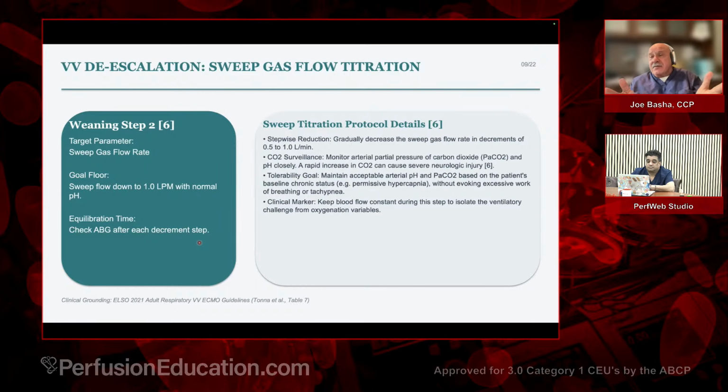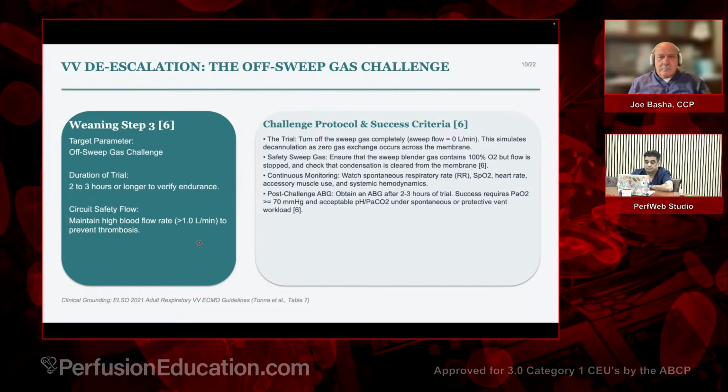Now, if they're able to ventilate and they can keep their PCO2 within normal parameters, go ahead and turn that sweep down. Let them breathe. Because if you keep blowing off their CO2, they're not going to breathe the way you want them to, and they need to breathe so that they can exercise those normal breathing muscles, if that makes any sense. Okay.